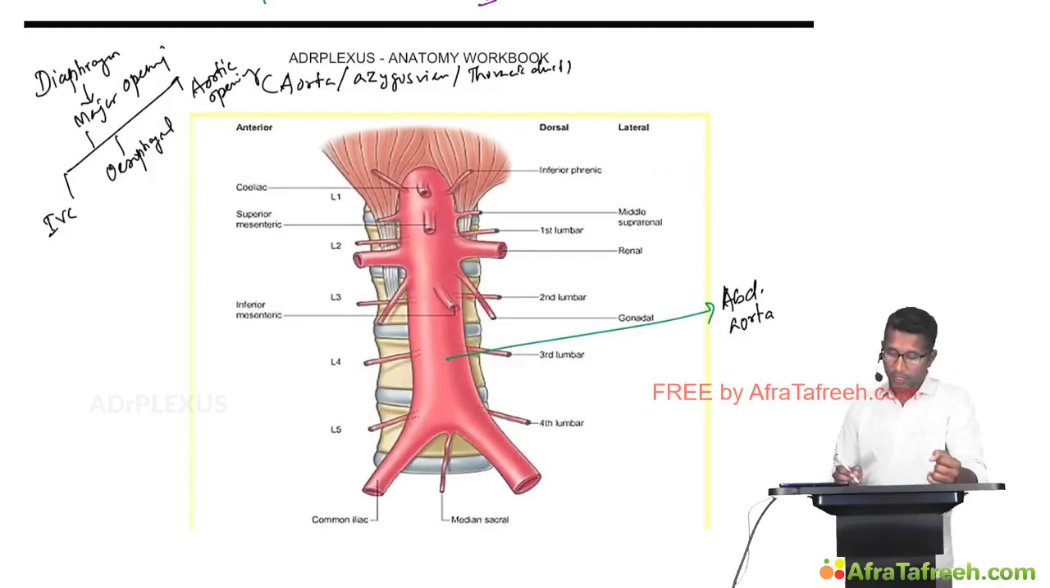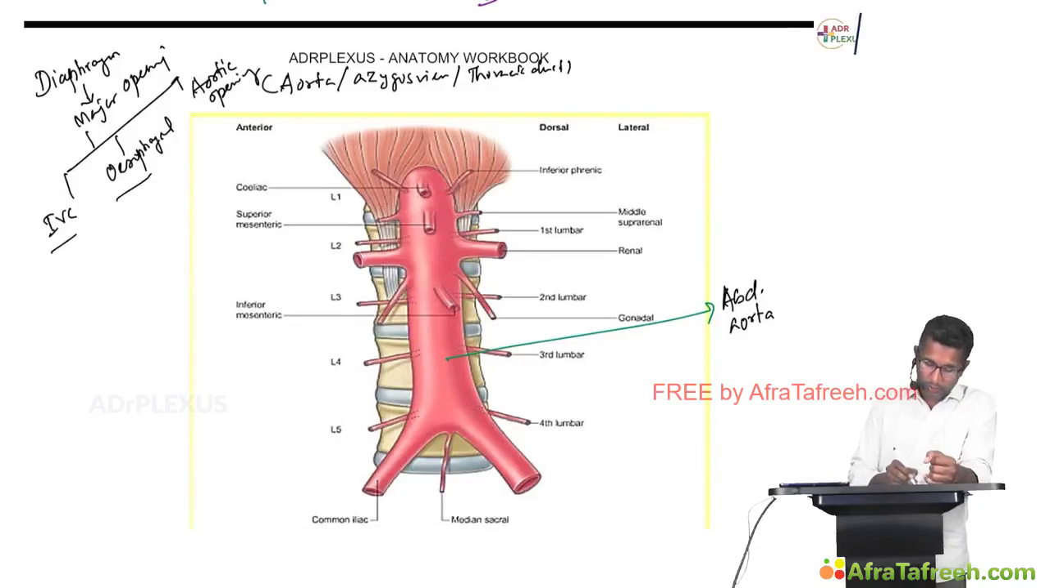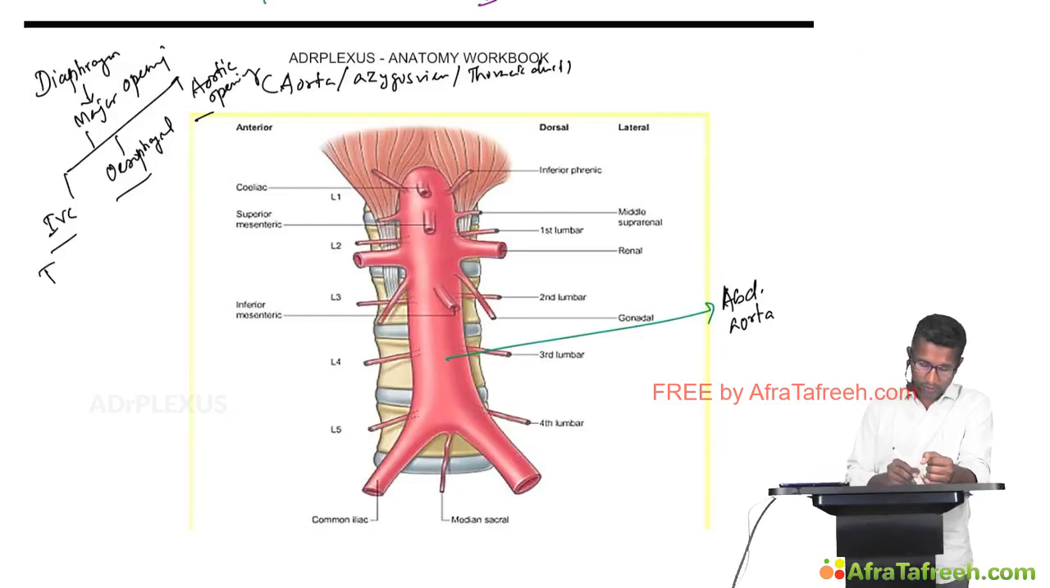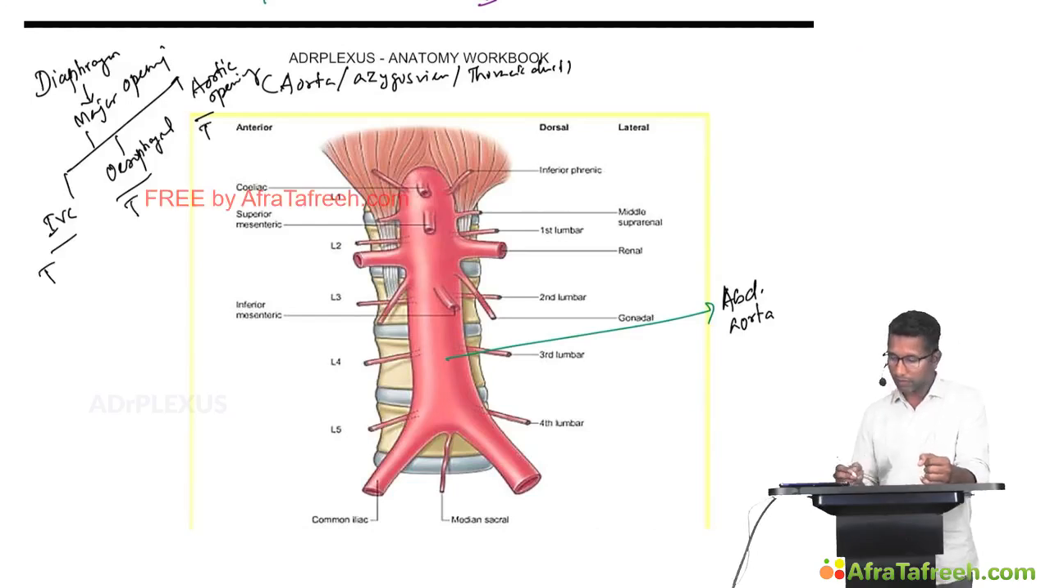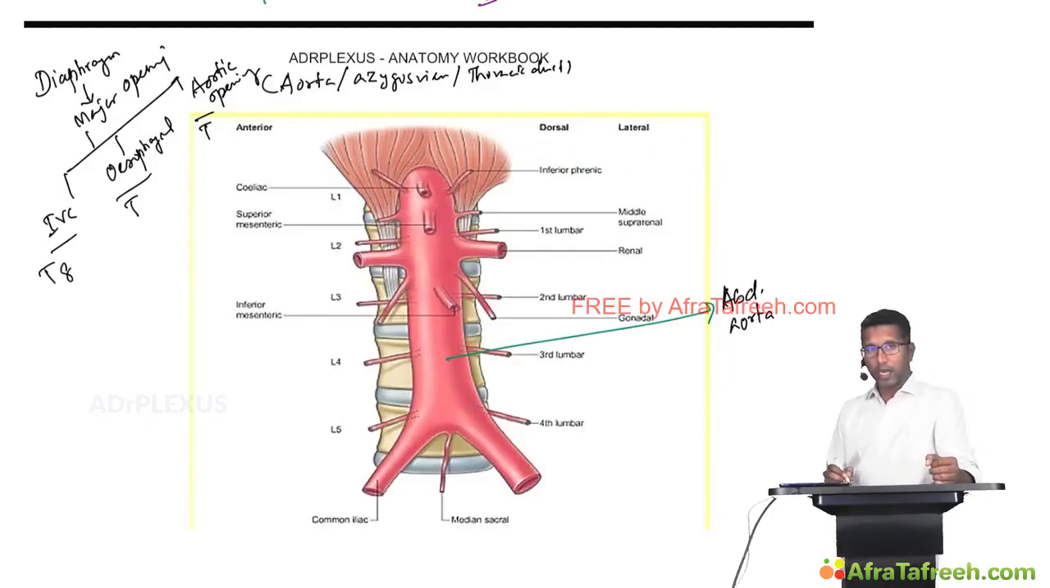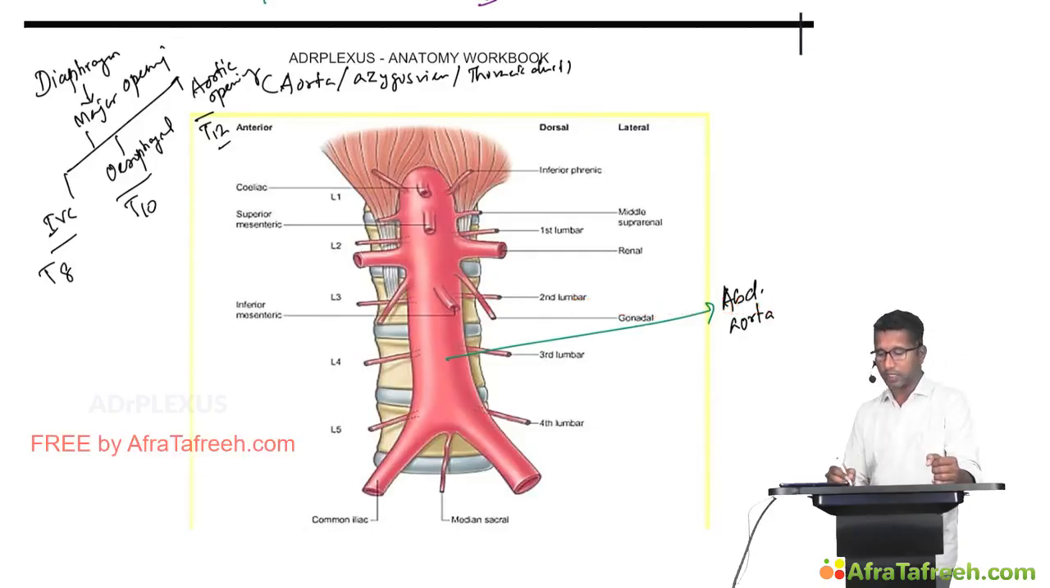Now, can anybody tell me at what levels these openings are seen in the diaphragm? Where is the IVC opening seen? I hope you have studied all these things. Yes, very good, Anashwara. The IVC opening is seen at the level of T8, the esophageal opening at the level of T10, and the aortic opening at the level of T12.